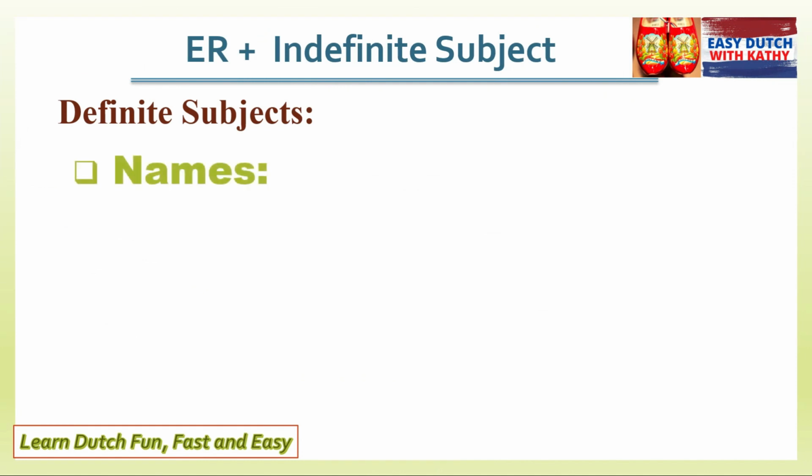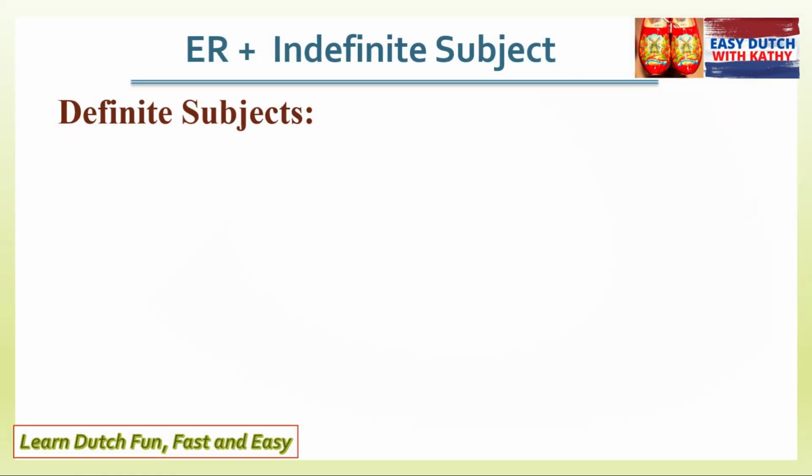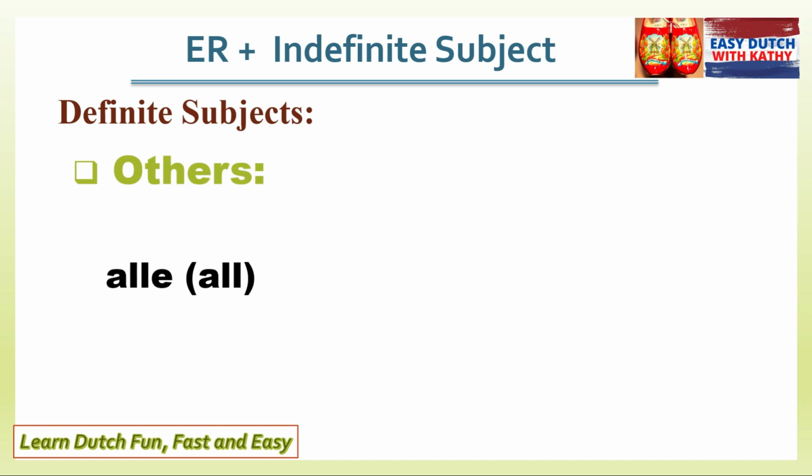Also, definite subjects include names like Tom, Peter, meneer Van den Berg, mevrouw Johnson. And it contains many other words like alle, which means all, iedere, which means every, etc.